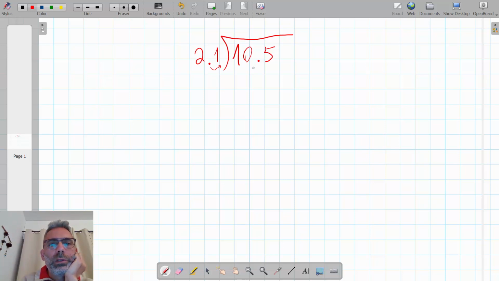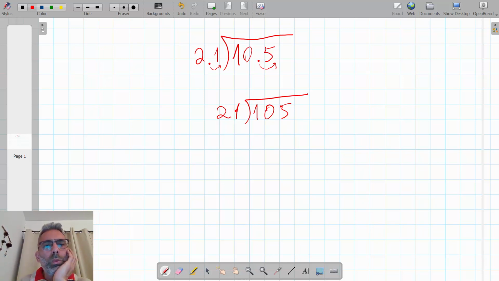as the divisor, and we also have to shift the decimal point of the dividend one place to the right, so we get 105. So we are going to solve 105 divided by 21.